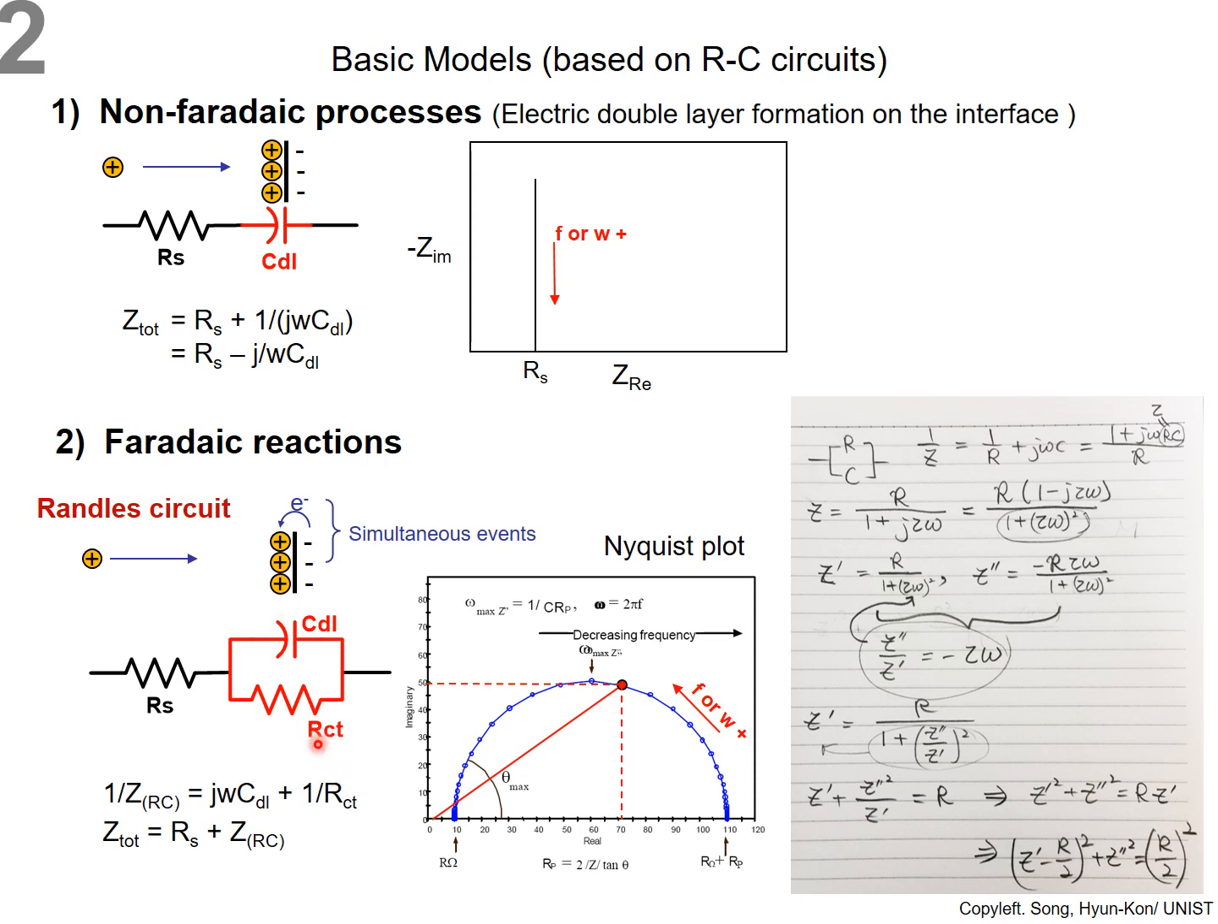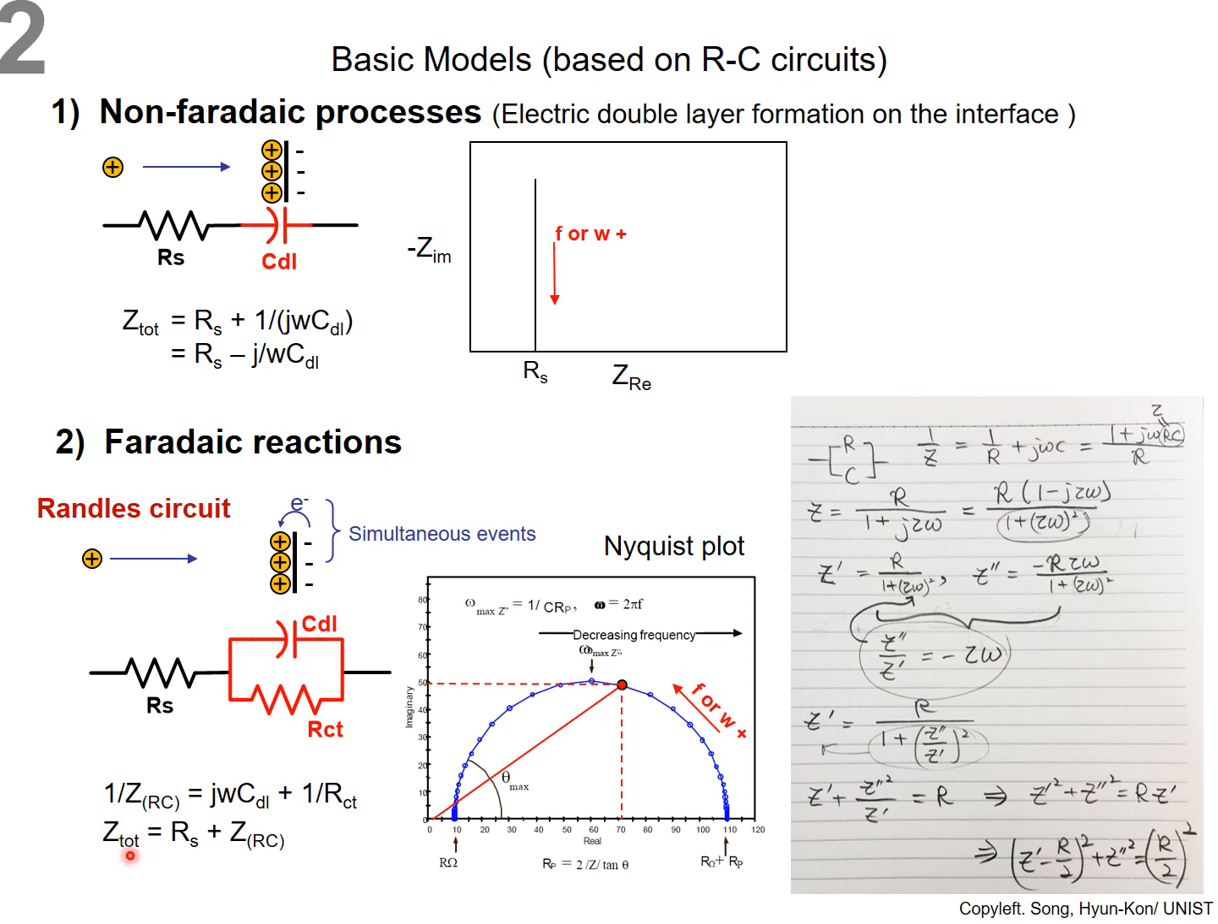So the resistance responsible for the charge transfer should be connected to the capacitance of the double layer in parallel. So current is flowing two ways. One is going to the capacitance and the other is going to the resistance. This is the so-called Randles circuit, which is responsible for the Faradaic reactions.